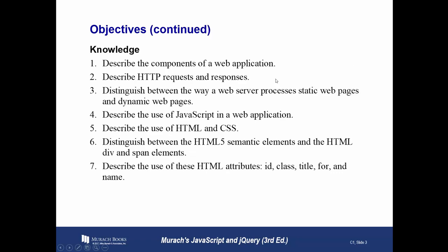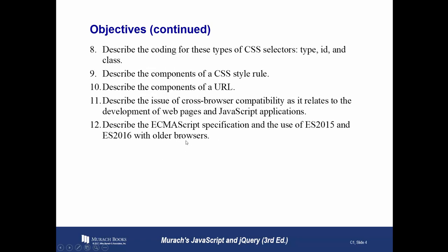For our knowledge objectives, describe the components of a web application. Describe hypertext transfer protocol requests and responses. Distinguish between the way a web server processes static web pages and dynamic web pages. Describe the use of JavaScript in a web application. Describe the use of HTML and CSS. Distinguish between the HTML5 semantic elements and the HTML5 div and span elements. Describe the use of the following HTML attributes: ID, class, title, for, and name. Describe the coding for IDs and classes.